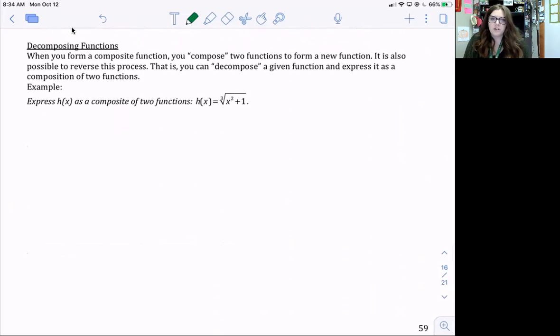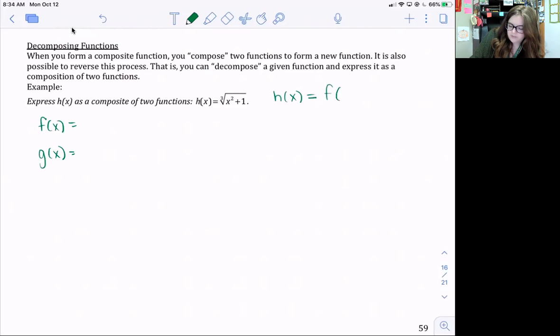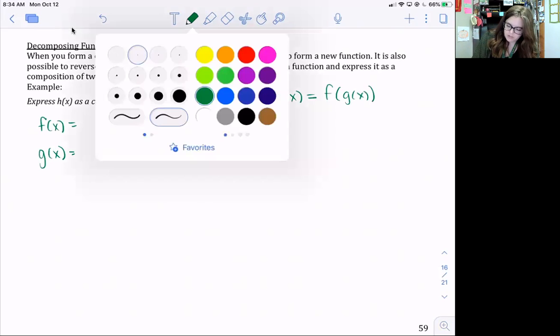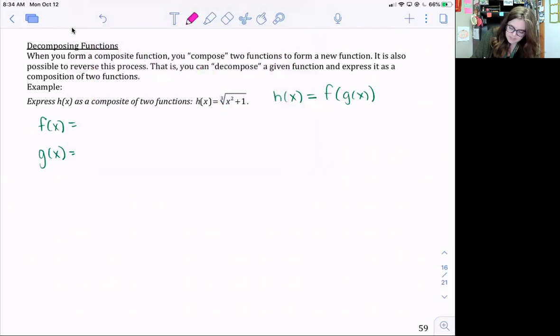So when we decompose a function, we're kind of looking for like an inside and an outside. Okay, so if we find f of x and g of x, and let's say that h of x equals the function f of g of x, okay? So based off of that information, we know that f of x is the outside and g of x is the inside.